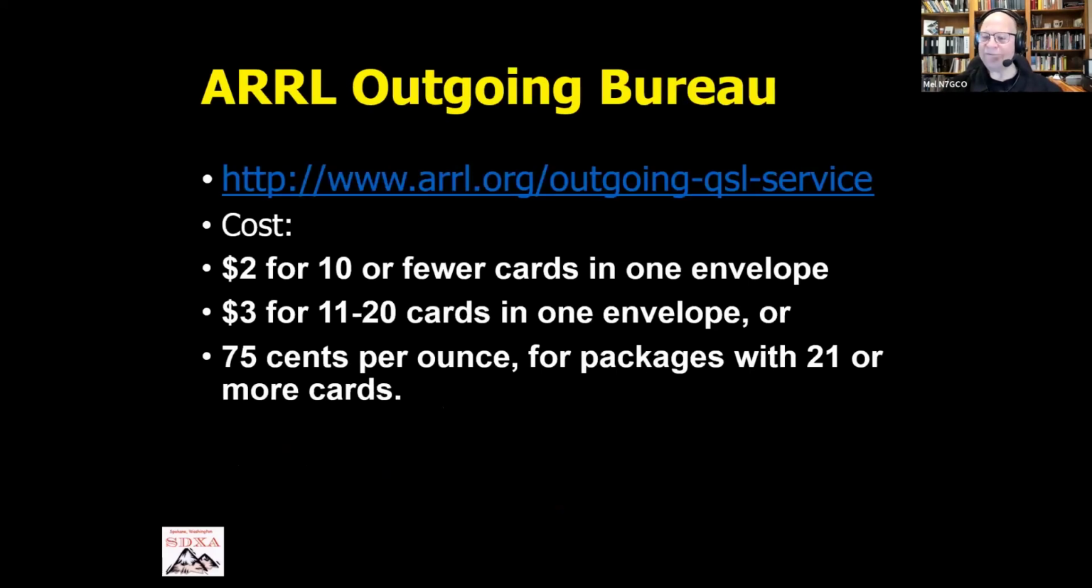Outgoing, say you have 20 cards for international and you don't want to spring for the postage on it, you can send it to the ARL outgoing bureau and they'll send them for you. If you have 10 or fewer cards in one envelope, it's $2. 11 to 20 cards in one envelope is $3. And then over 21, it's 75 cents per ounce. You just have to weigh it, send them. So it's really quite economical. It just takes a long time. If you're in your 20s, no problem.